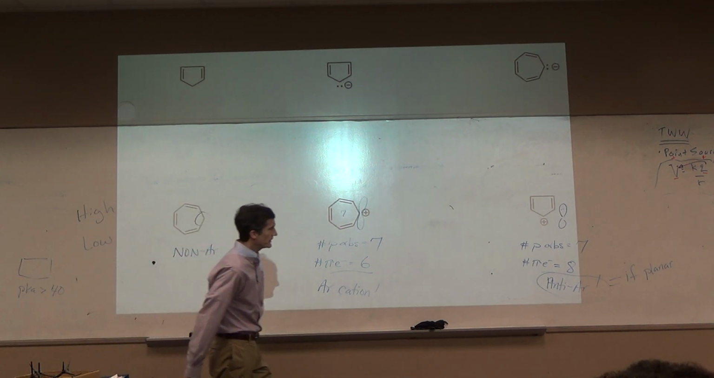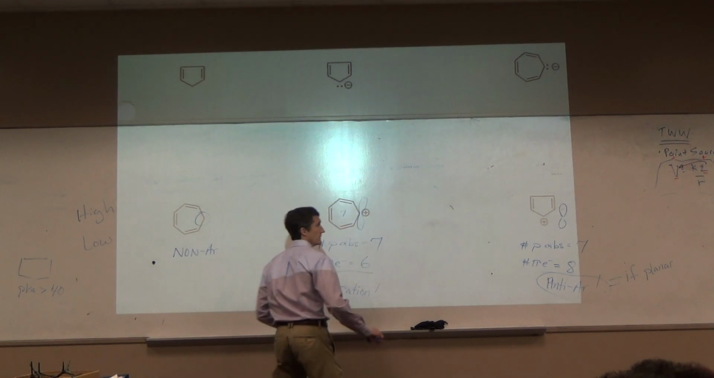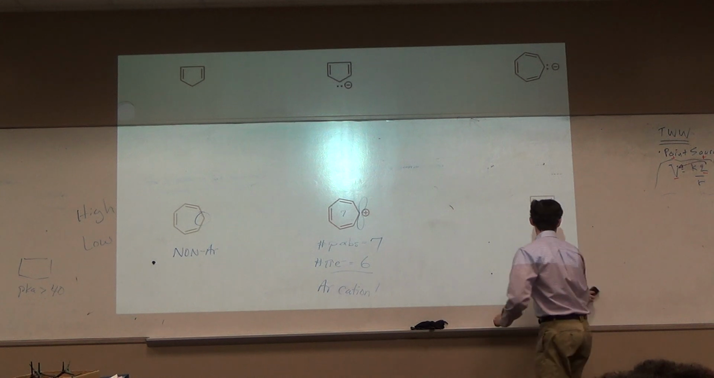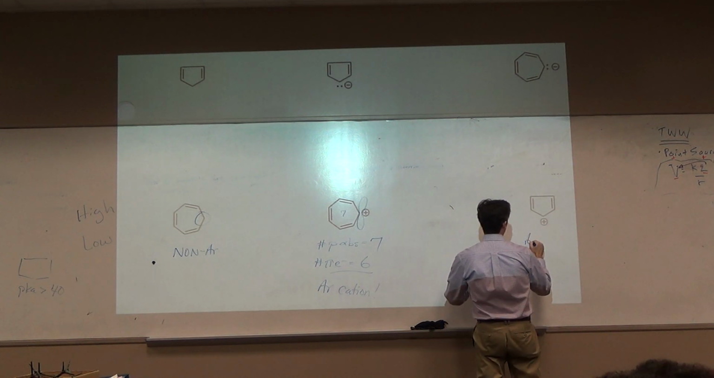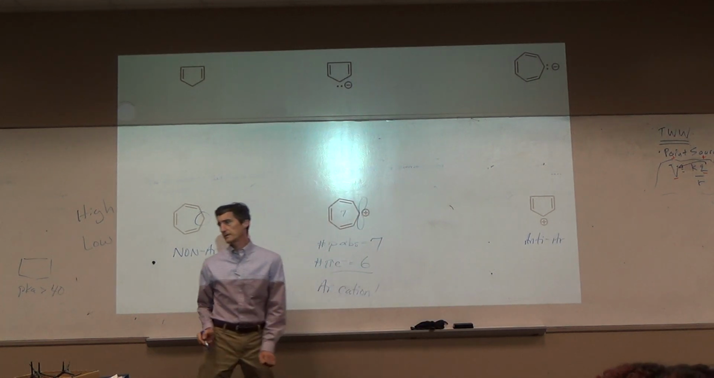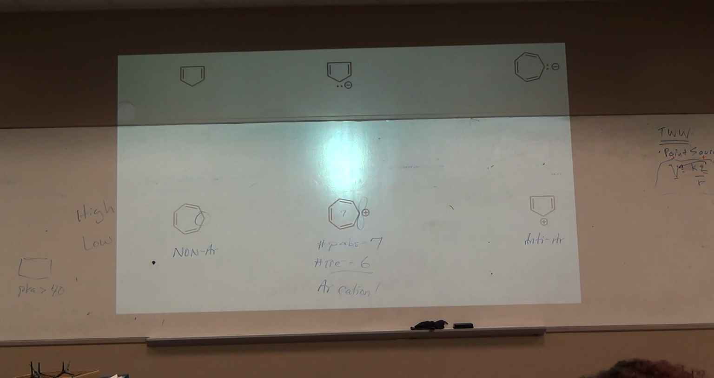What about the 5-member ring over here? This one's anti-aromatic. You see that? How many pi electrons in that system? 4. One carbon has no pi electron, an empty p orbital. Yes, assuming it's planar.